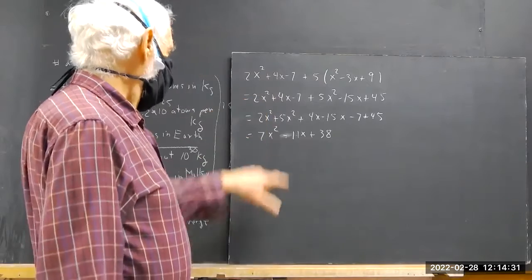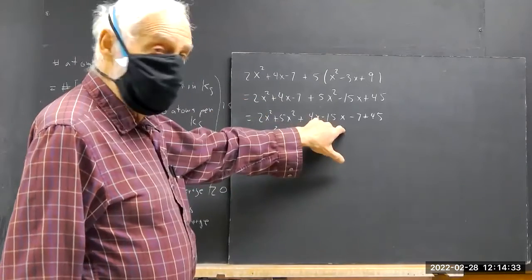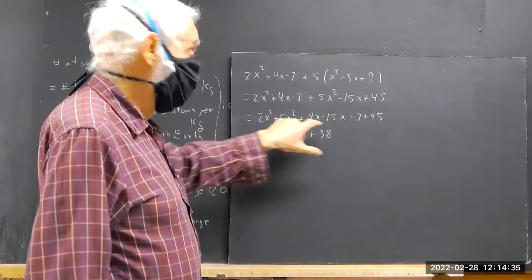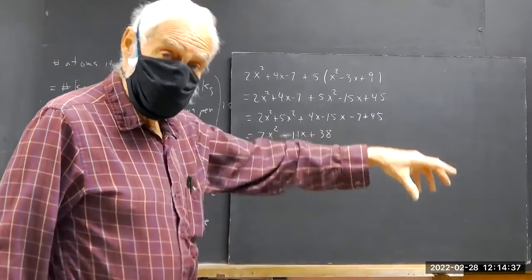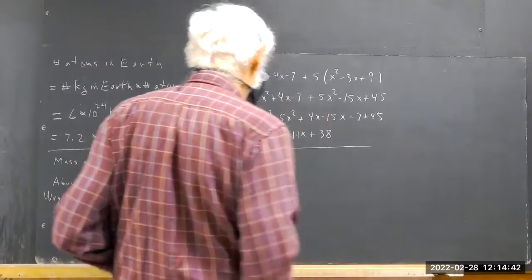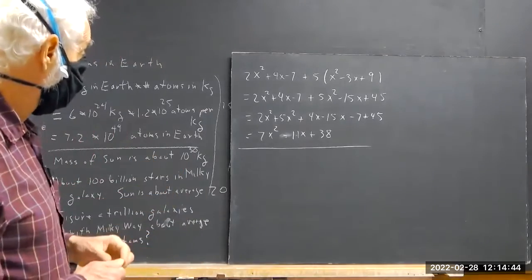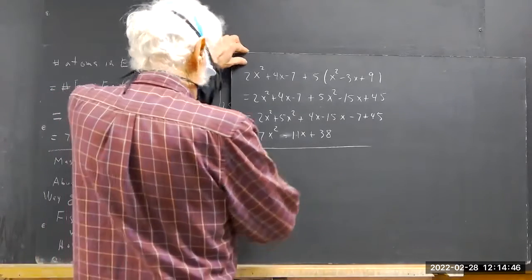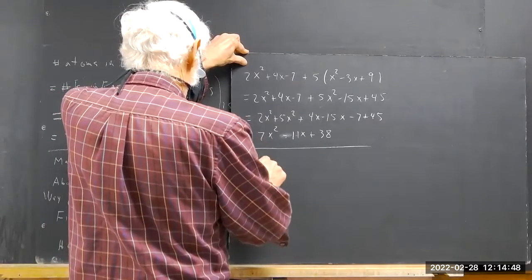But right now, you can add x squared to x squared. You can add x's to x's, but you can't add x squared to x's. You can't add different powers. Okay? When we get a little further in, I'll tell you a little bit more about it. That's a rule.